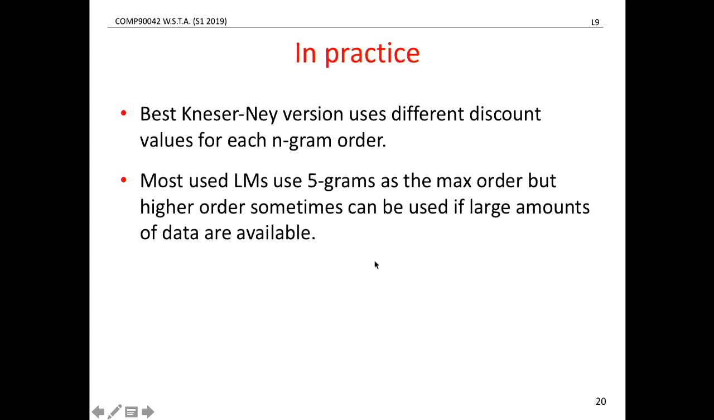Okay, so in practice, the best Kneser-Ney method uses different discount values for different n-gram orders. It uses them for different n-gram contexts using a similar formula. There are a few modified versions of it that do something slightly different, but by and large, that's roughly how it works. And most n-grams are going to use 5 or so, sometimes up to 10 or 20 in very few specific cases, but mostly around 5 to 7.